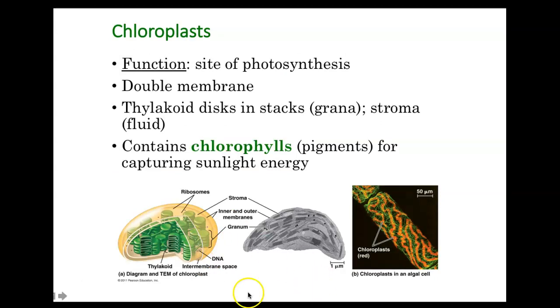Same thing with the chloroplast. It's double membrane, has its own ribosomes, has its own DNA. It's self-replicating. And so it's believed that it was once its own prokaryote-like thing that was engulfed by a eukaryote-like thing. Okay, site of photosynthesis. That's really it for chloroplast.